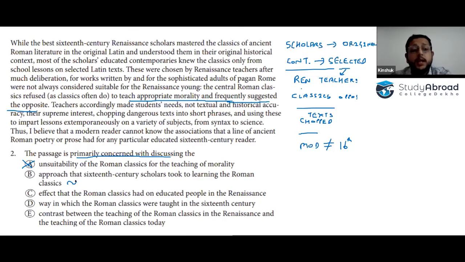Next, answer choice C. Effect that Roman classics had on educated people in Renaissance. So what was the effect on the educated people in the Renaissance? That is again not the focus of this paragraph, right? So it tells us that contemporaries have read the limited text and why that has happened, but they have not told us the effect that Roman classics had on the educated people of Renaissance.